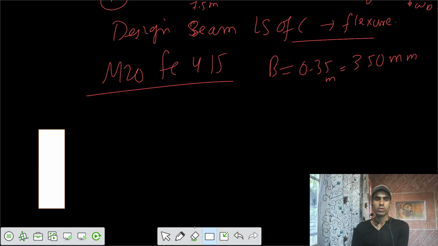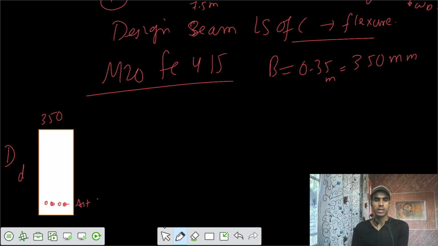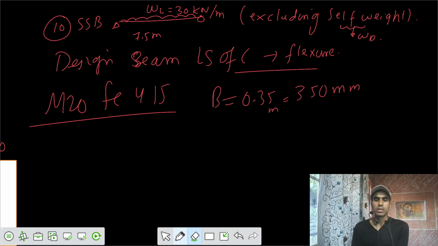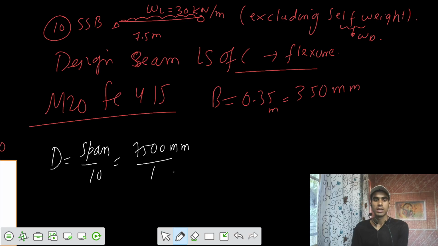Let's say this is our beam with a width of 350 millimeters, and I don't know the value of capital D, small d, or the steel bars, the steel AST. So how can you design that if you don't know these values? Let's go for the general thumb rule for D, which is span by 10. That means 7500 millimeters divided by 10, that is 750. So as an initial guess we take 750 millimeters.